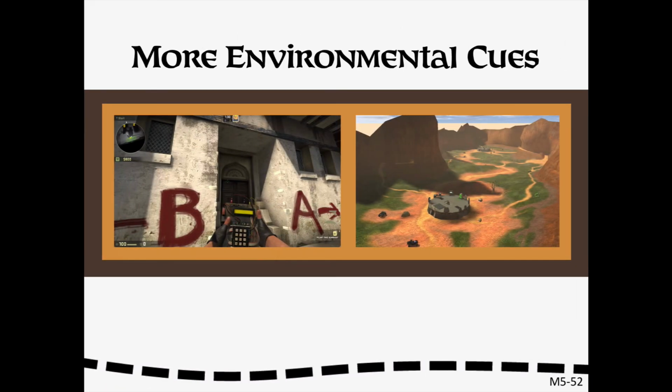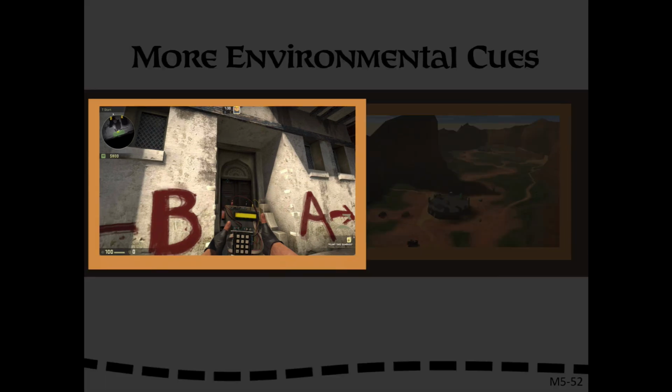Or they could be as subtle as the graffiti tags used all over in Counter-Strike levels to indicate important landmarks or even basic directions in the level. Look at that. Spray paint details pointing out the direction to base A or B.